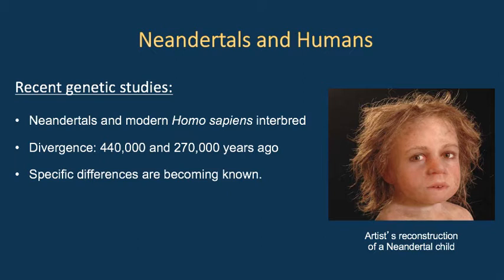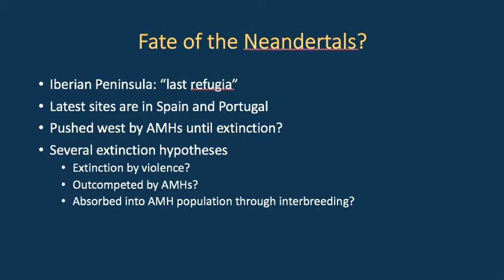Now, the Neanderthals went extinct at around 30,000 years ago. We're not exactly sure why, but the Iberian Peninsula, meaning modern-day Spain and Portugal, is the last refugia. That just means that that's the last place that these hominins lived before they went extinct. We're not really sure why they went extinct. There are a couple of hypotheses listed here. Extinction by violence is unlikely. The idea would be that humans perpetrated some kind of attack on the Neanderthals. There's no evidence of that.